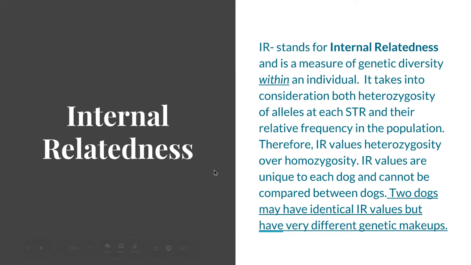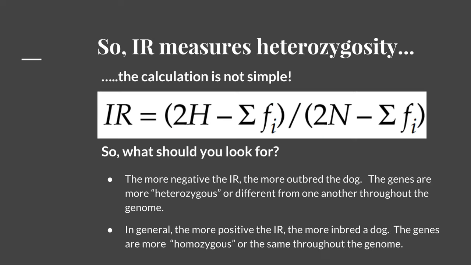So again, a more negative IR will mean a less inbred dog. A higher IR will mean a more inbred dog. So IR measures heterozygosity. Oh boy, the calculation is not simple. Here it is. So what should you look for?